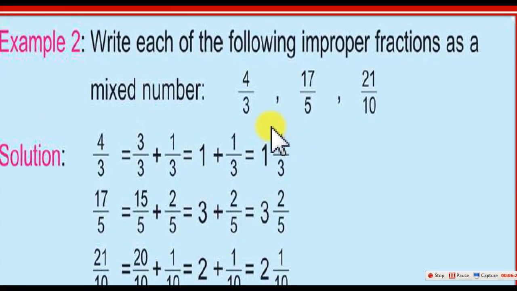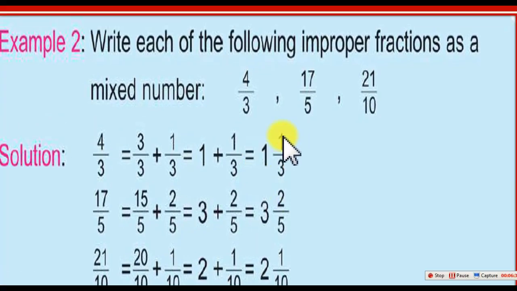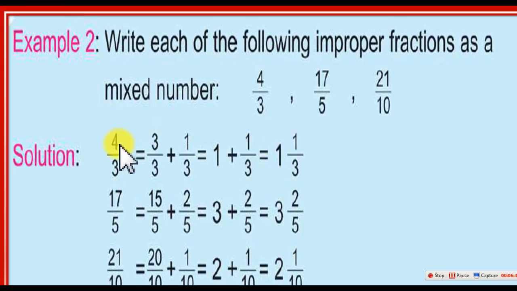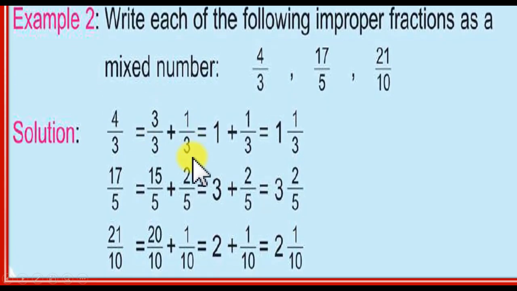Then the rest 1 we can write here in the numerator. 1 times 3 equals 3. 3 plus 1 equals 4. Or we can do by this method. 4 over 3 equals 3 over 3 plus 1 over 3. Because 3 over 3 equals 1, and write the rest number 1 over 3. So 4 over 3 in an improper fraction, we can convert it to a mixed number as 1 and third.